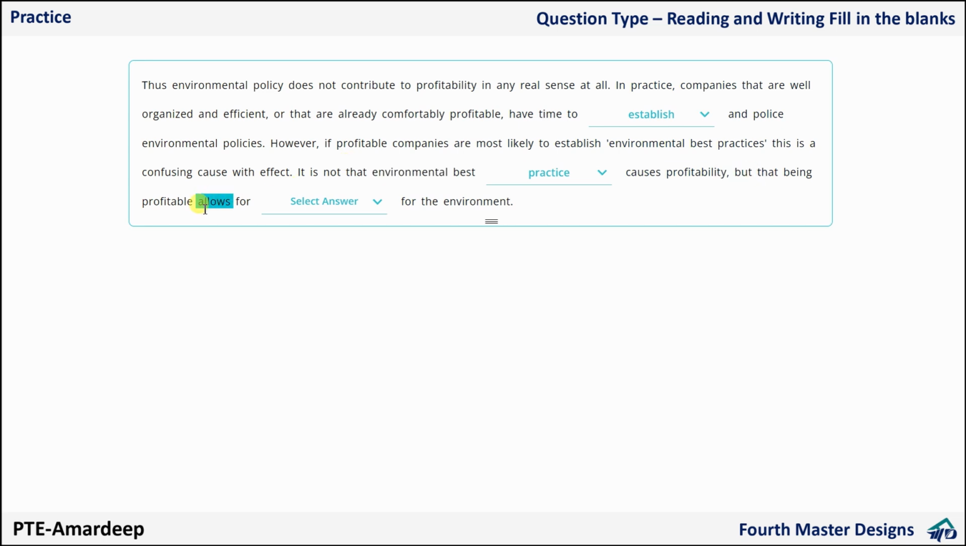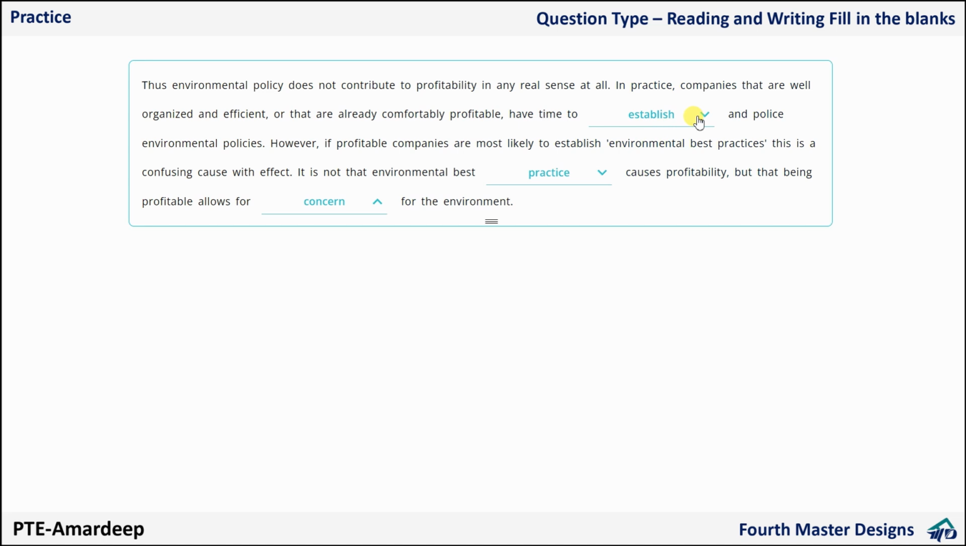But that being profitable allows for dash for the environment, allows for some negative word, allows for the concern for the environment. Because of this word but, I am going with concern here. They are going to discuss the negative, contrary part after this, connector your but here. So you have to look for these connectors.